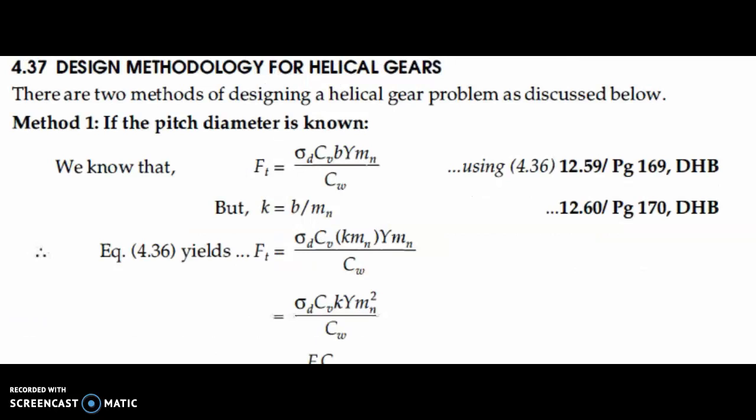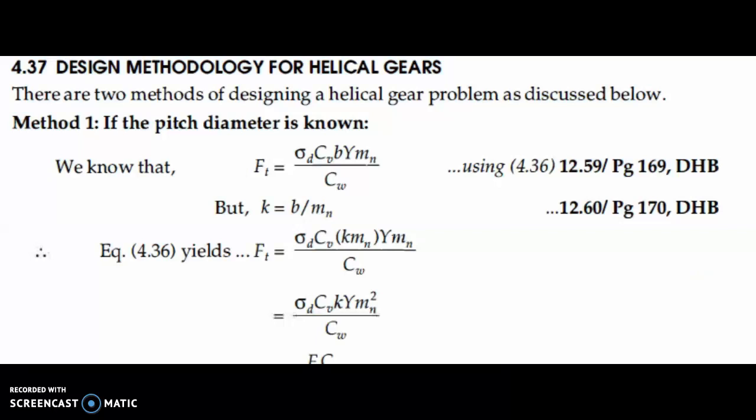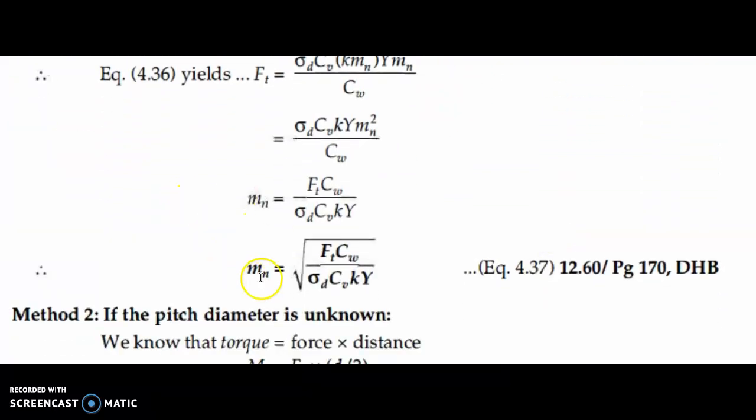Then we can study the design methodology for helical gear. As we solved in the spur gear, here also there are two methods. The first method is used if the pitch diameter is known. We can calculate Ft, the value of Ft and K. Using that Ft equation we can identify the value of sigma d. From that equation we can check whether the design is safe or not. Then we can calculate the value of Mn, that is the module.